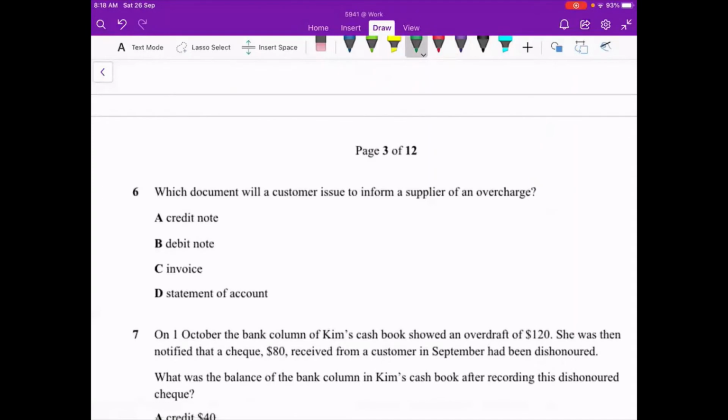Which document will a customer issue to inform the supplier? Customer will issue only 2 documents. Only 2 documents are issued by the customers. One is cheque. Another one is debit note. So the answer here is debit note. Answer B.